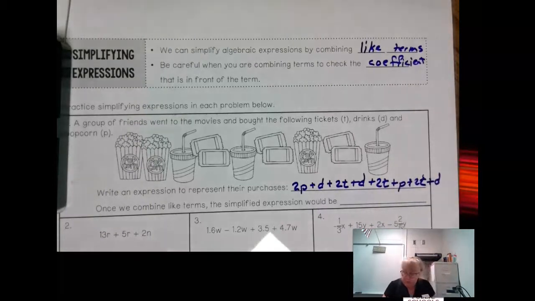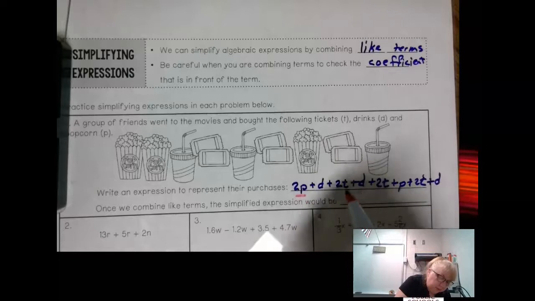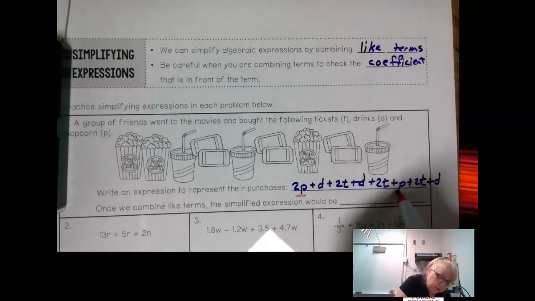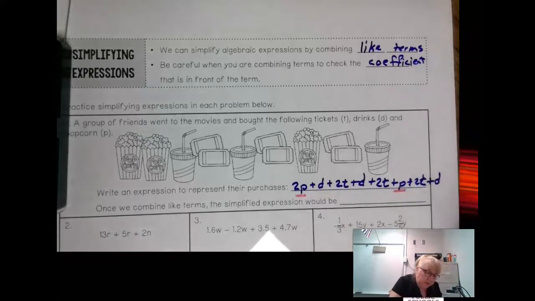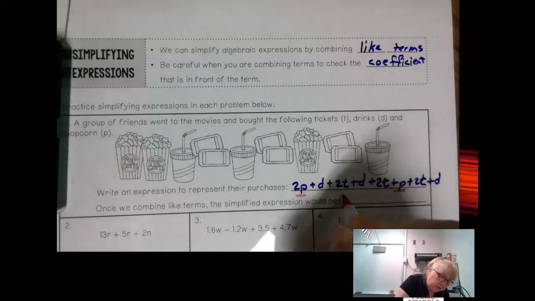So what we want to do is gather up all the terms that are like terms. So everything that has p, let's find those. 1 there, and there's another p. That's all we have. So we have 2 p's and 1 p, so 2 plus 1 is 3 p's.